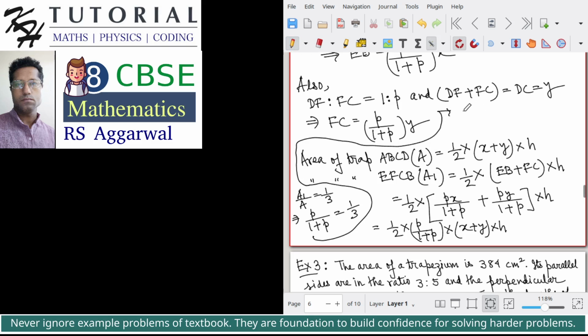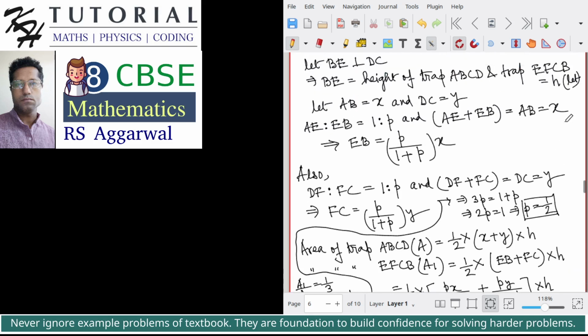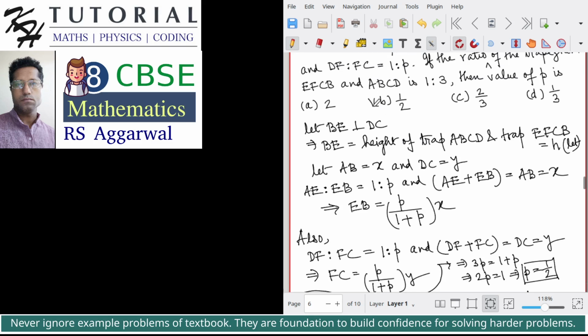Anyway, if we do cross multiplication, we will have 3P is equal to 1 plus P. This will imply 2P is equal to 1, and this will imply P is equal to half. So the value of P is half. Hence the correct choice is B. B is the correct choice.